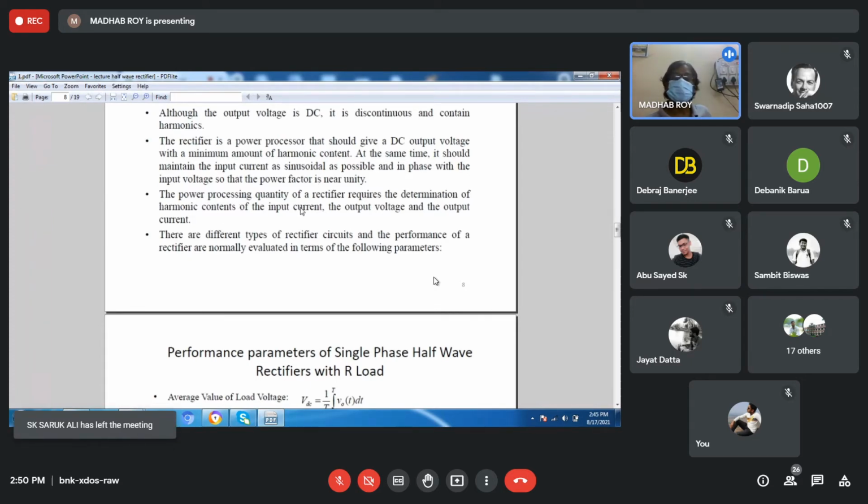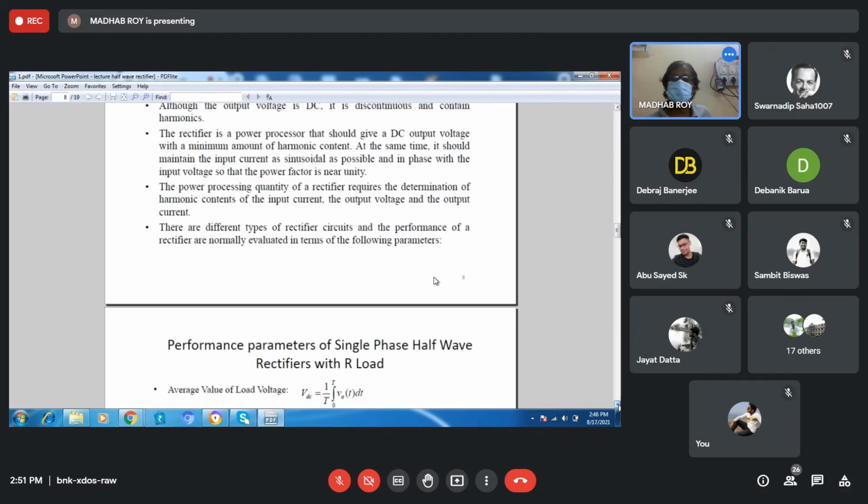The power processing quality of a rectifier requires determination of the harmonic content of the input current, the output voltage and the output current. So harmonic content is very important for this type of rectifier circuit. Now we should know that there are different types of rectifier circuit. Performance of a rectifier is normally evaluated in terms of the following parameters.